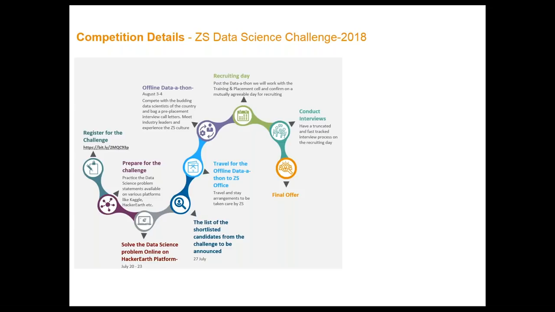For those of you that do receive a pre-placement interview call letter from us, there'll be a recruiting day, right? We'll work with our training and placement cell, align on a mutually agreeable day for you to come back in for a final set of, I'll call it a truncated or a fast-tracked interview process with some of our leaders to make sure that you reflect our values, that you understand the direction of our firm, the areas that we are planning on investing in, which I talked a little bit about today, but to learn about that in more depth, and to make sure we are a good fit before you would receive your final offer.